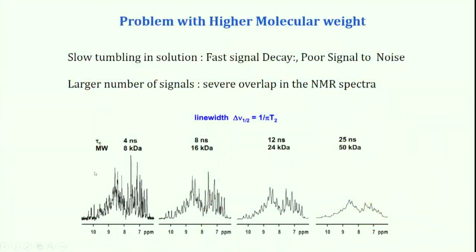So if you look at the protein that we are talking about, like insulin or even less than that, 8 kD, tumbling is 4 nanosecond, 8 kD, you can see sharp lines. But as we increase to 16 kilodalton, 24 kilodalton, 50 kilodalton, lines are becoming quite broad. The tumbling time increases. So if you think about 150 kilodalton, that's even broader.